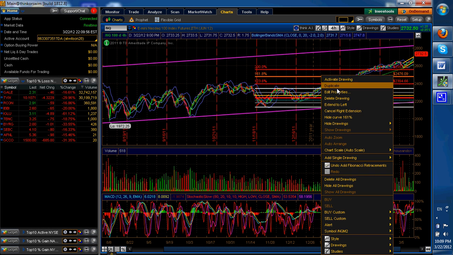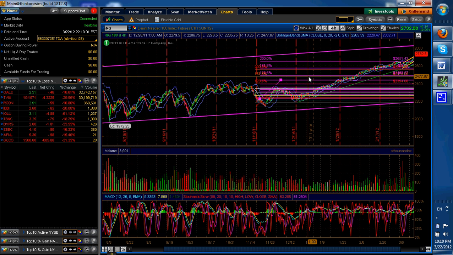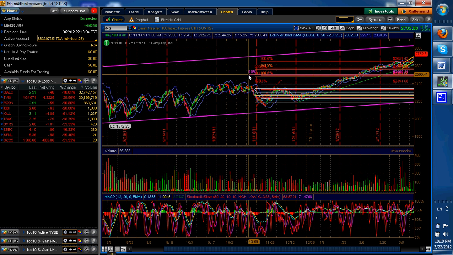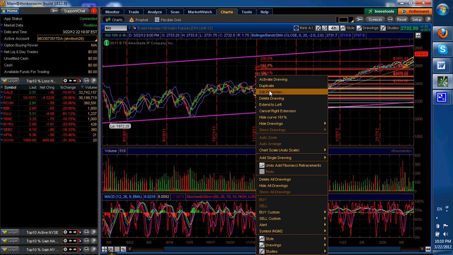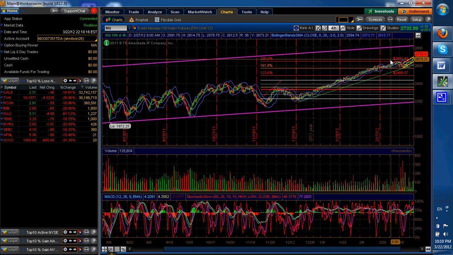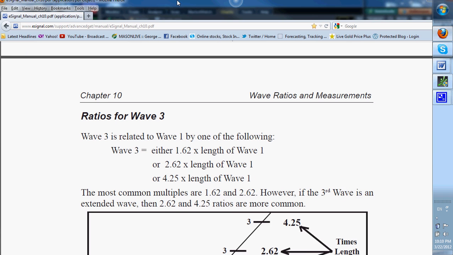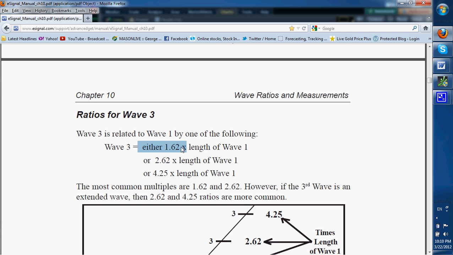So if we take this, and I'm just going to duplicate this, I'm not going to change any numbers. If we bring this up here where wave 3 ended, and then I'm going to delete the previous trend line, and remember, I haven't changed any numbers. We can see that from wave 2 to 3, it has to be 162% longer than wave 1. And if we look at our handy dandy book right here, it states that wave 3 can either be 1.62 times the length of wave 1, this or that.